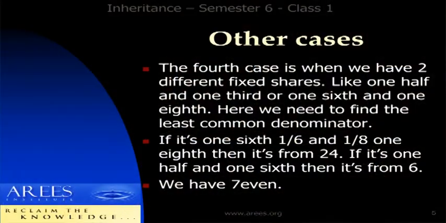If we have a fixed share, and it's only 1, then the case is out of the denominator of that share. What do we mean by this? We have an heir who inherits 1/2, and with him there is an heir that inherits the remainder. So the case is out of the denominator of this share. The share is 1/2, so the case is out of 2. The share is 1/3, the case is out of 3. The share is 1/6, the case is out of 6, and so on and so forth.